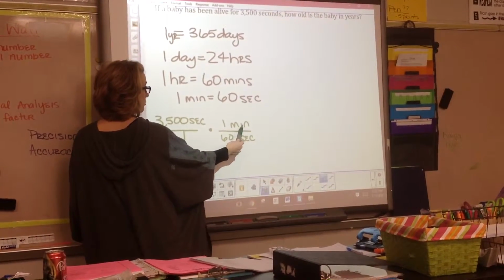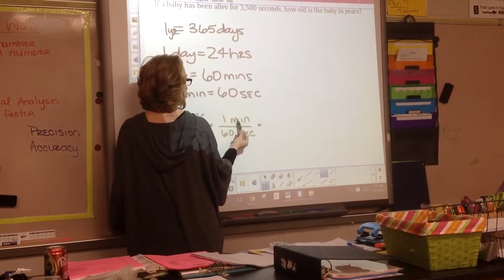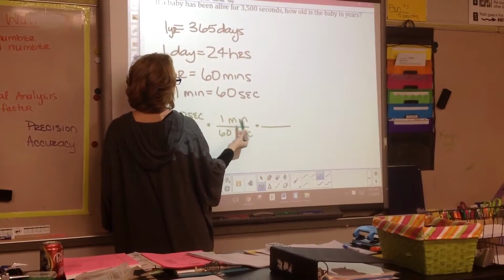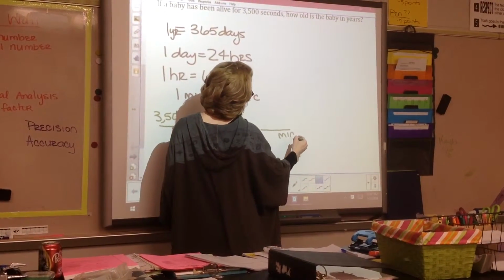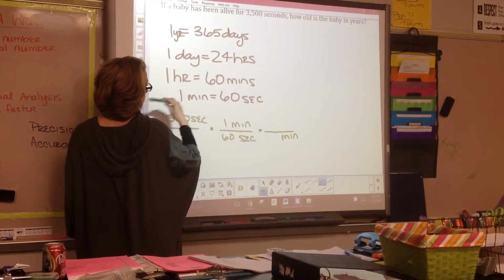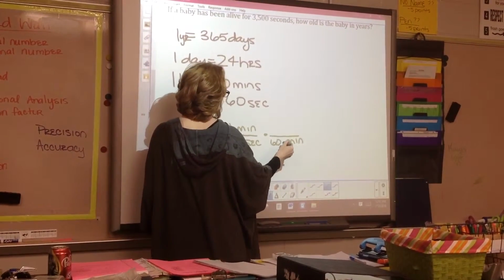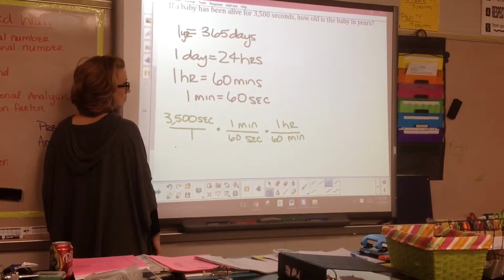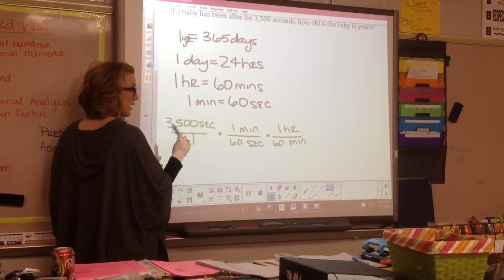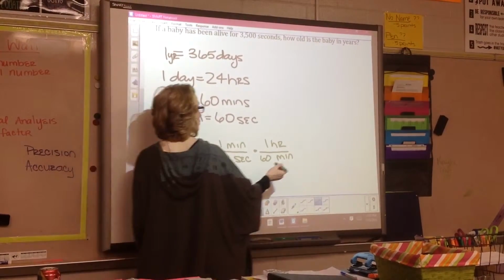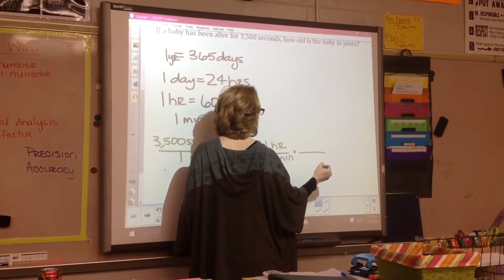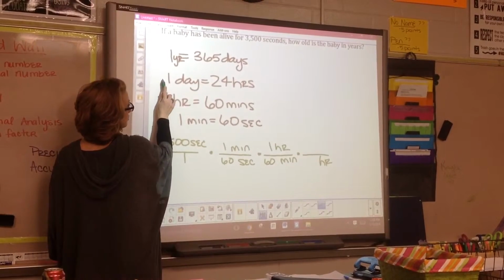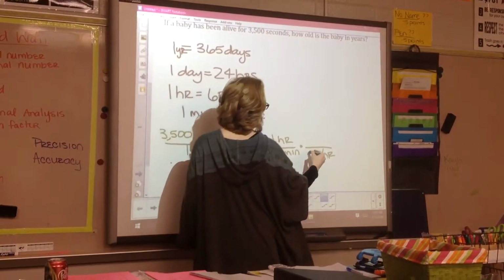Now I'm going to move and work with minutes. And if I want minutes to disappear, if it's in the top with my conversion factor, it needs to go into the bottom. So what information did we find out with minutes? 60 minutes. That 60 minutes is equal to 1 hour. Alright, one more time. If I want hours to disappear and it's in the top, for this conversion factor, it needs to go into the bottom. So what information do we find out with hours? That 24 hours is equal to 1 day.